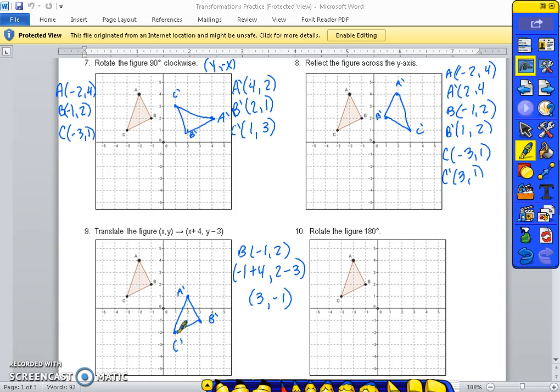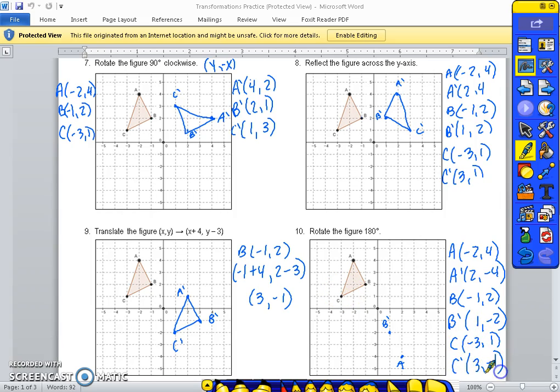All right, for number 10, rotate 180 degrees. Don't flip your numbers, just change the sign of both numbers. So negative 2, 4 becomes positive 2, negative 4. Negative 1, 2 becomes positive 1, negative 2. Negative 3, 1 becomes positive 3, negative 1. And that's your new image.